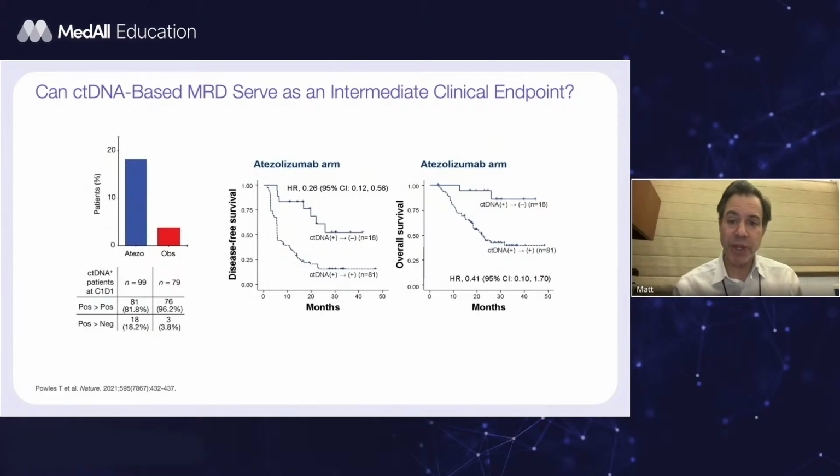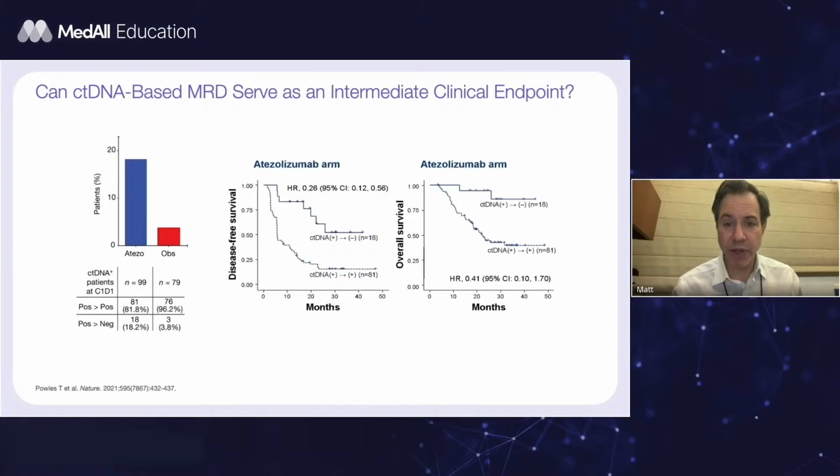So what I'm showing you here is results from the IMvigor10 retrospective analysis, now looking at patients who had detectable ctDNA right after surgery and determining whether on treatment that ctDNA became undetectable or it stayed detectable. And you can see both disease-free survival and overall survival curves. If ctDNA converts from detectable to undetectable, patients have much better outcomes. So not a validated surrogate yet.